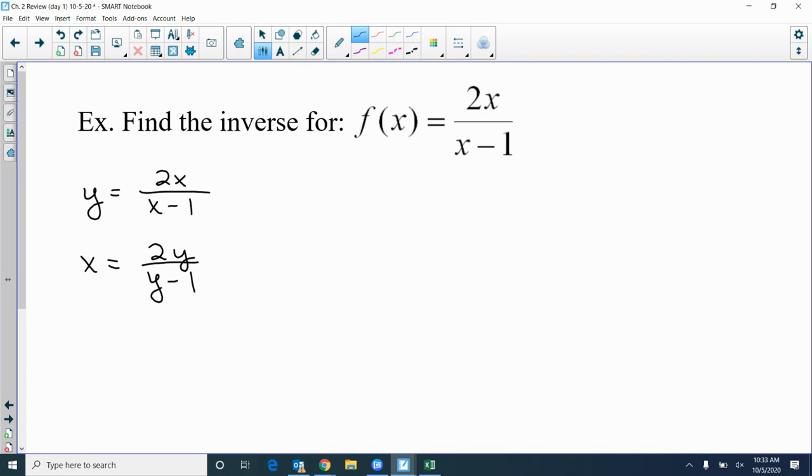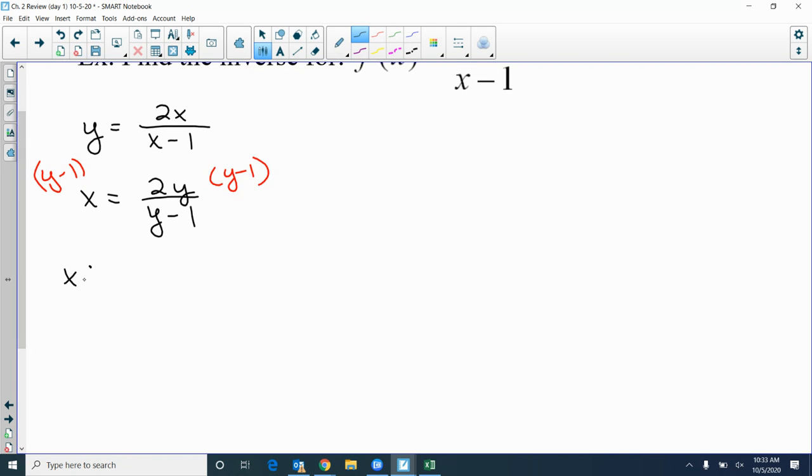Multiply by y minus 1. Good. Multiply both sides by y minus 1. So I get x times y minus 1 equals 2y. The y minus 1's cancel. All right, where am I going from here, Cooper?